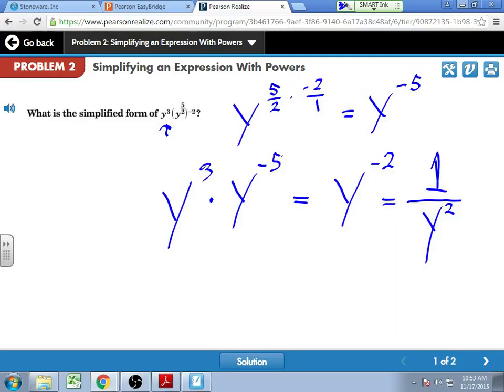Which one's the easiest to work with? It depends what you're doing. If you're dealing with real situations and real values, I like this, because that would then be 1 over radical y. So if you know y is 4, then you get 1/2 here, because radical 4 would be 2. That would make it a little easier as opposed to saying 4 to the negative power of 2. It's just kind of harder to think about.